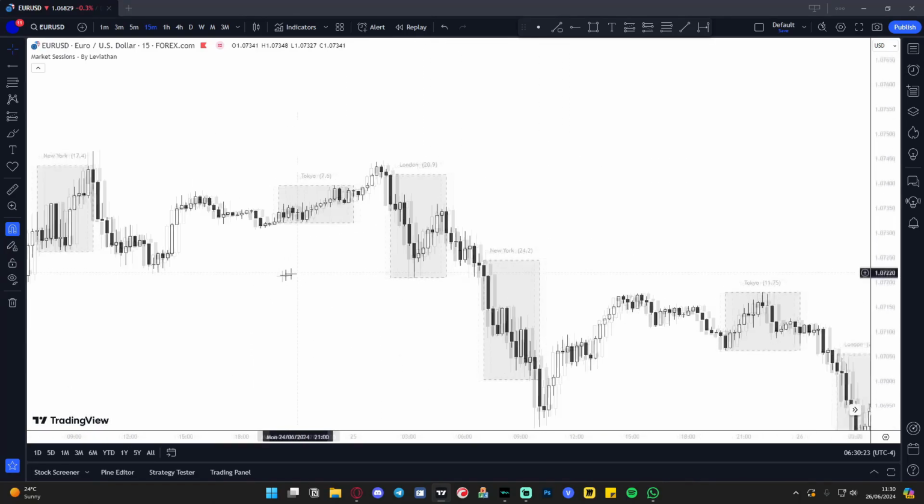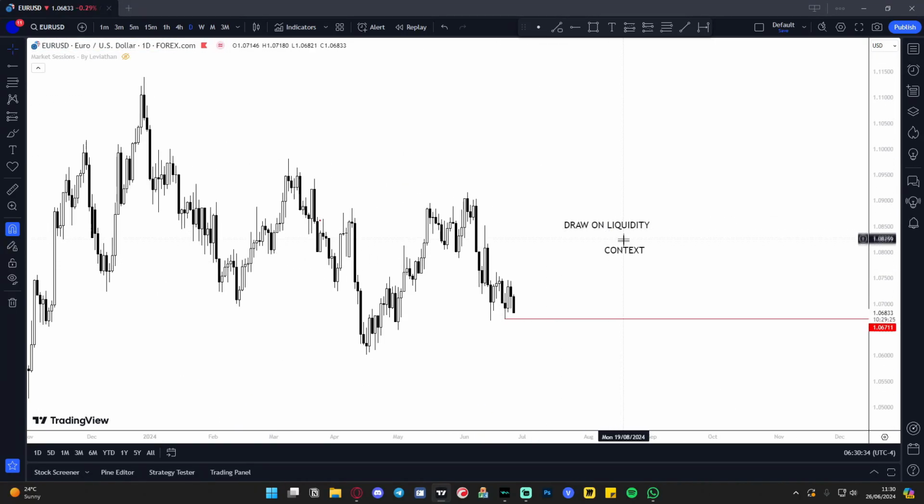And this is where you get your narrative. So far, I mentioned draw on liquidity, context, and narrative. Now, different traders will have different conclusions and definitions of this, but this is mine, and there isn't a chronological order. So these concepts and functions, you can use them however you want. Just start with draw on liquidity first. This should be the first one.